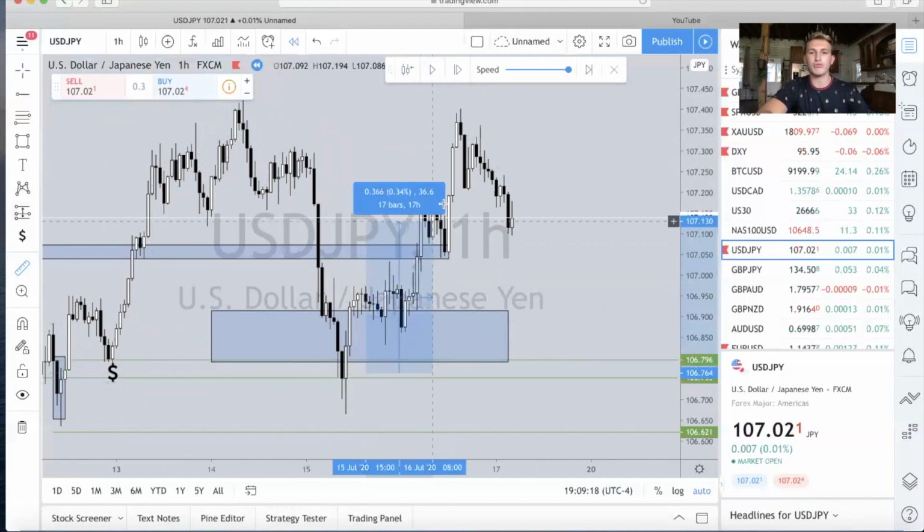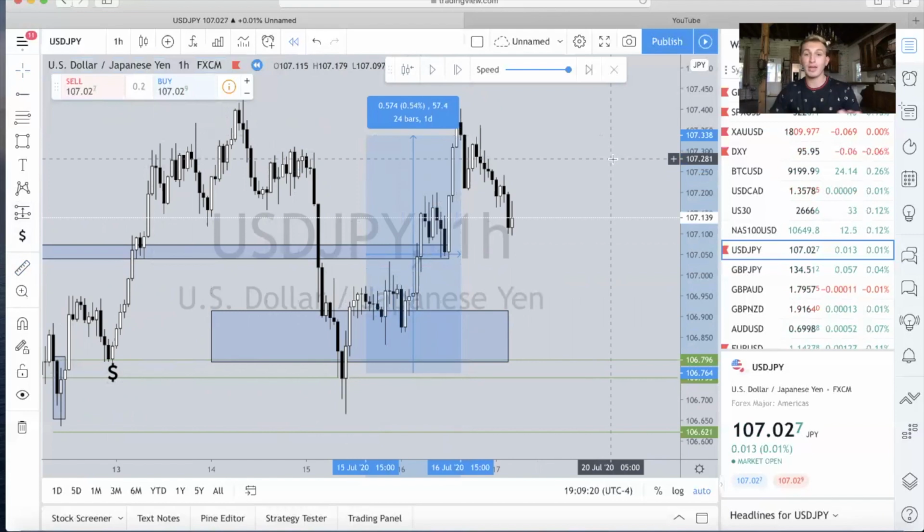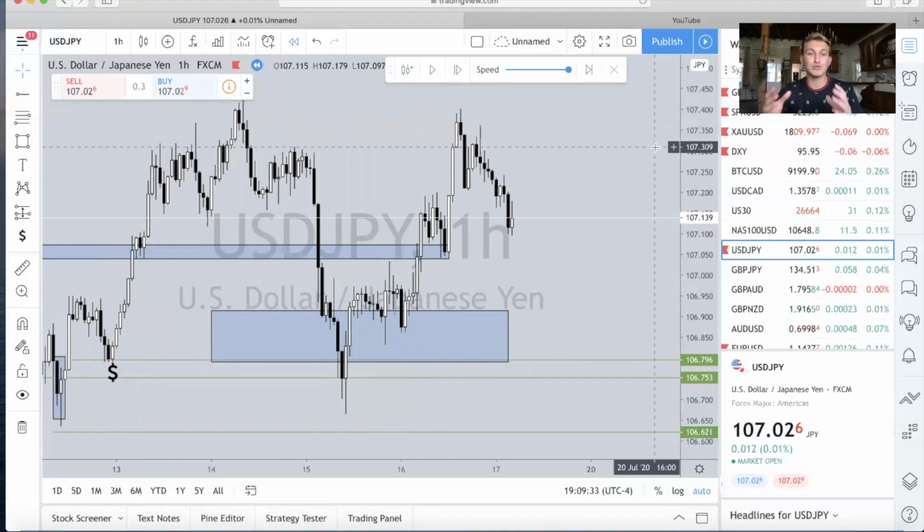Those were the three things that I use when it comes to Fibonacci. You don't need to complicate it. It's a pretty simple tool to use, but don't overcomplicate it, guys.